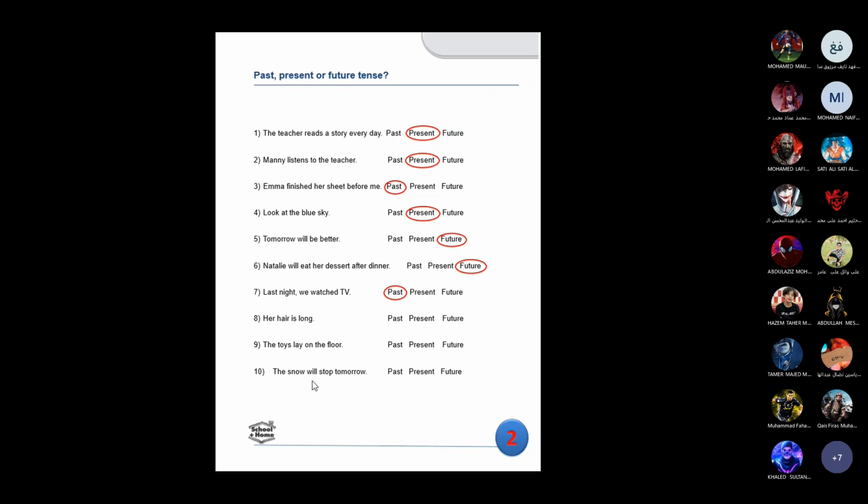Muhammad Naif, I called your name many times, but no response. Number 8. Muhammad Naif. This is wasting time. Number 8, Habibi.